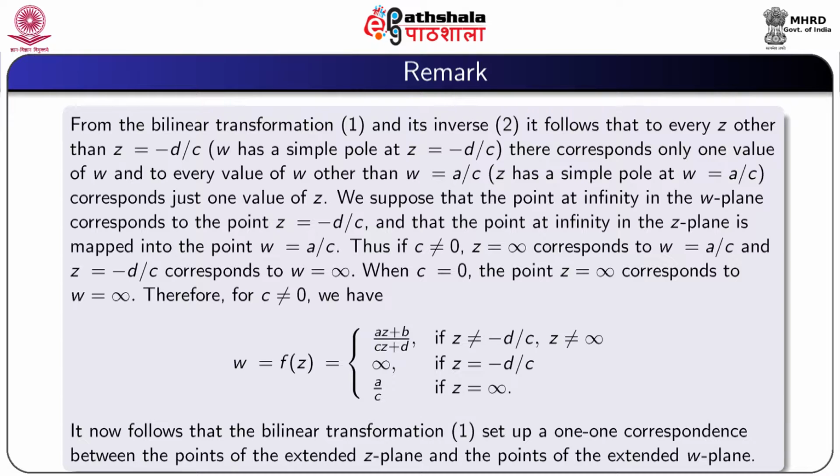Therefore, for c not equal to 0, we have w equal to f(z) equal to (az plus b) by (cz plus d) if z is not equal to minus d by c and z is not equal to infinity, f(z) equal to infinity if z equal to minus d by c, and f(z) equal to a by c if z equal to infinity. It now follows that the bilinear transformation sets up a 1-1 correspondence between the points of the extended z plane and the points of the extended w plane.